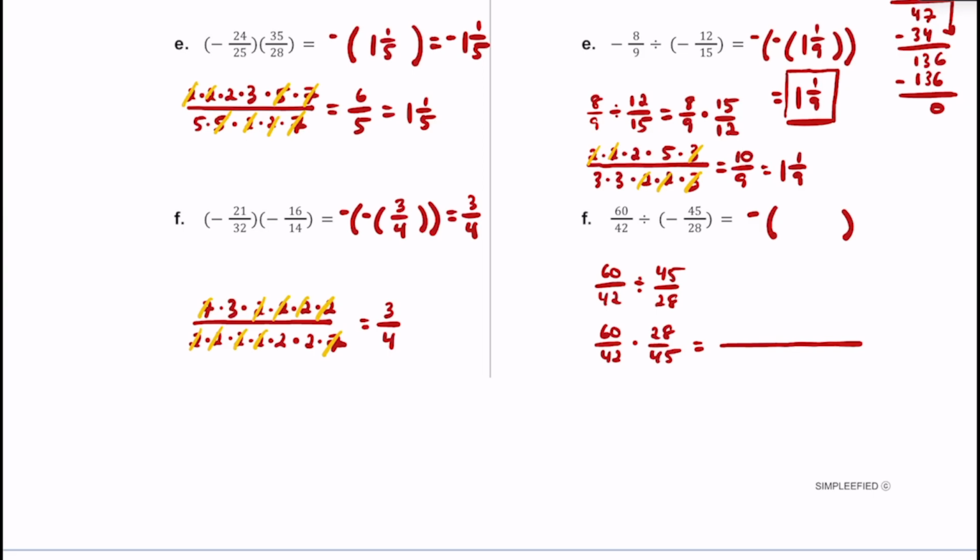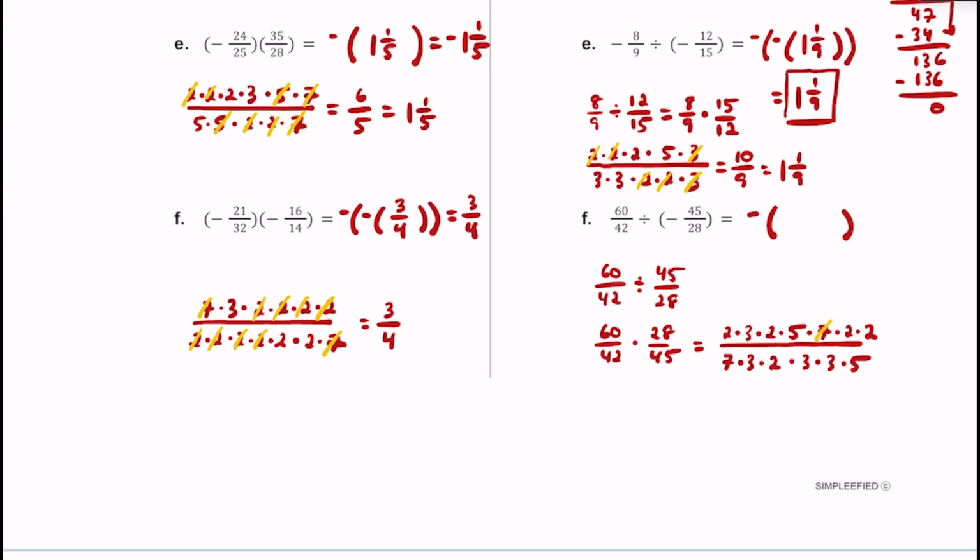I think we're going to have a lot of factors here. So 60, I think, is 6 times 10. 6 is 2 times 3. 10 is 2 times 5. 28 is 4 times 7. Let's see, 4 is 2 and 2. 42 on bottom is 7 times 6. 6 is 3 times 2. 45 is 3 times 15. 15 is 3 times 5. So I believe these are all the prime factors.